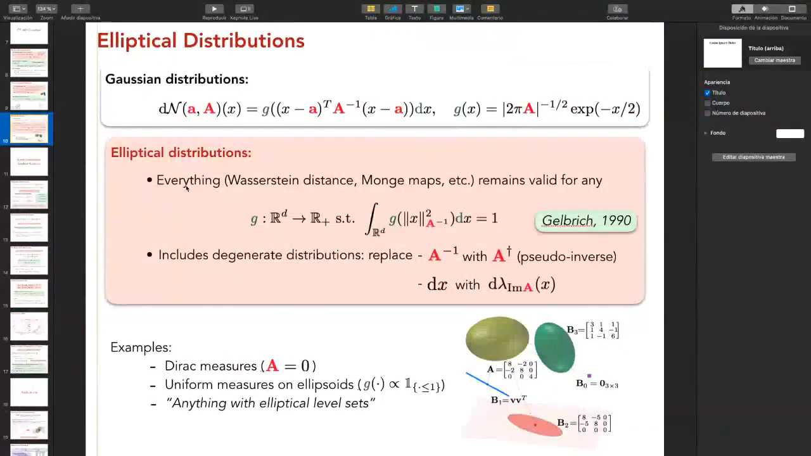But if you still have the same G on both sides, but instead of having such a Mahalanobis distance, you have a norm that depends on some convex body, will the distance between two such distributions with the same G but different convex bodies depend only on the convex bodies and not on the function G?